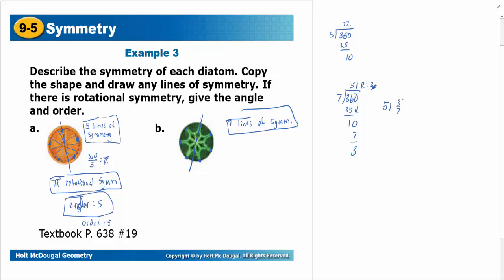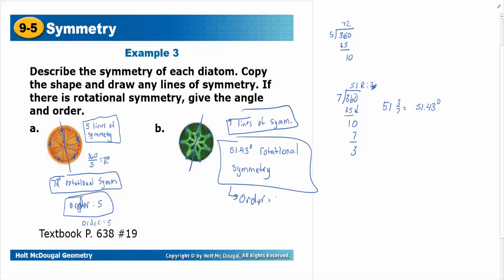Now, because that's kind of a hard fraction to memorize, you could probably go ahead and just get the decimal on that. That's fine. So 3 divided by 7 is about 0.428, so 0.43. So that's about 51.43 degrees. So this is going to have a 51.43 degree rotational symmetry. So the order is going to be 7.